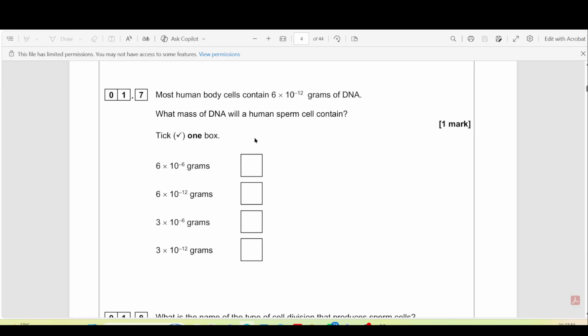Most human body cells contain 6 times 10 to the minus 12 grams of DNA. What mass of DNA will a human sperm cell contain? 3 times... no, wait. Most human... it's this one, the last one. 3 times 10 raised to the power negative 12.